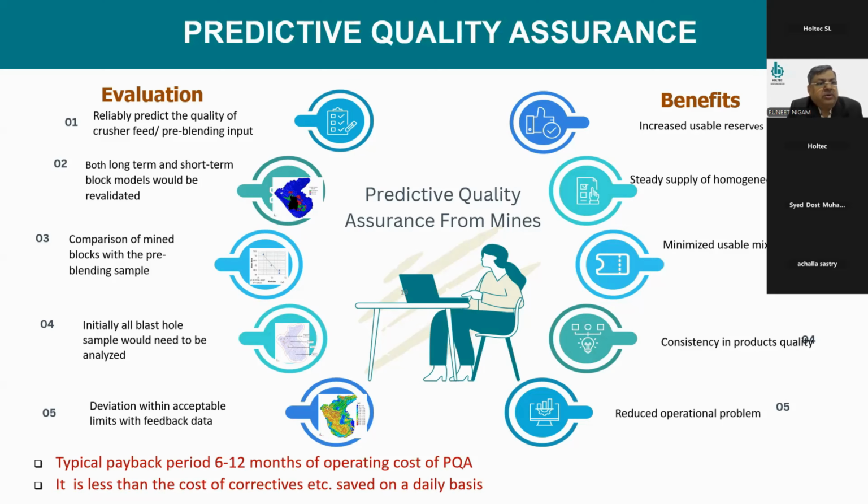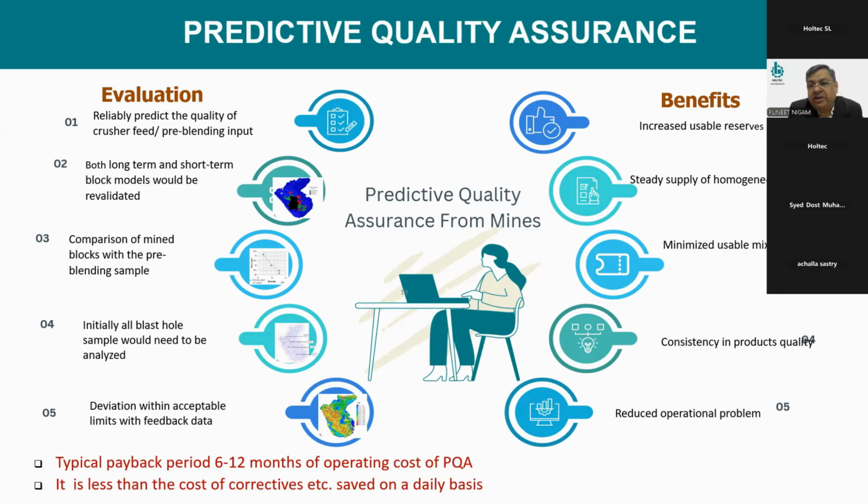So what are the evaluations? Reliably predict the quality of the crusher and prevalent inputs. Both long-term and short-term models would be revalidated. Then comparison of mine blocks with the pre-blending samples. Initially, all blast hole samples would need to be analyzed and incorporated. Then deviation within acceptable limits: those data within the acceptable limits we will take as feedback. If some data is enormous, it has to be discarded.